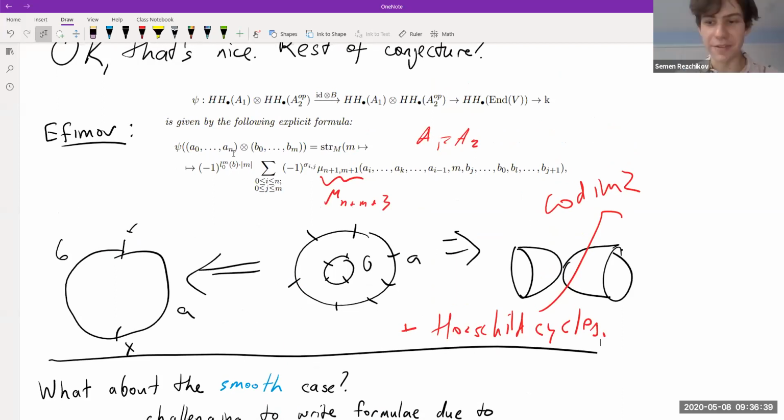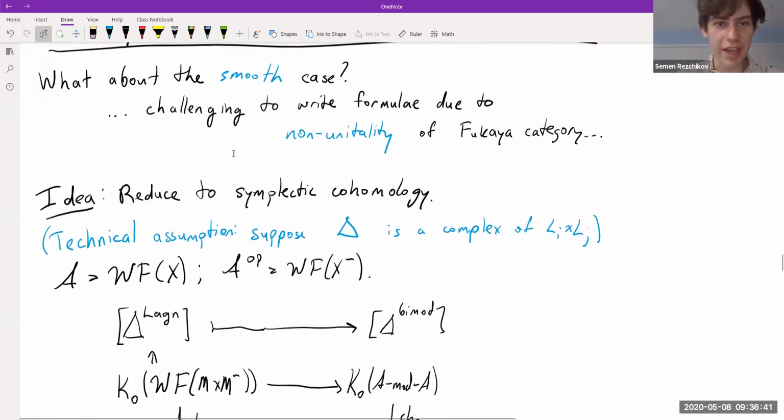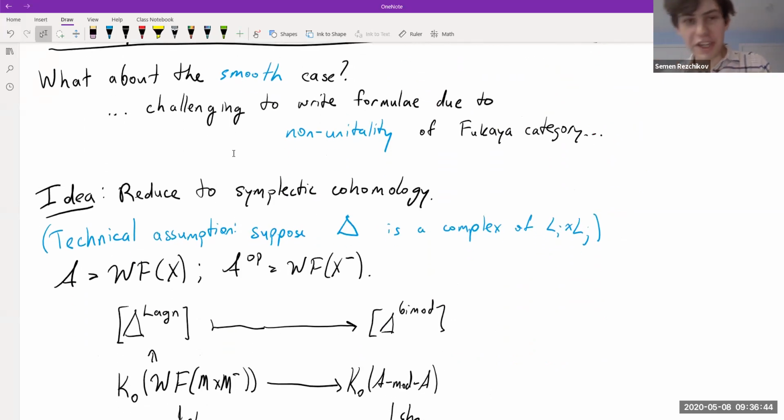Okay, great. So now in the smooth case, it's sort of hard to do the same trick because this operator is all about the unit in your DG category, and the Fukaya category is not unital. You can build homotopy units, you can build homological units, but it's really quite annoying to write formulas. So I spent a while trying to write formulas, and eventually I realized that a better strategy would be to reduce this computation to some kind of computation involving symplectic homology, and then hopefully there some simple argument with moduli spaces proves these conjectures.